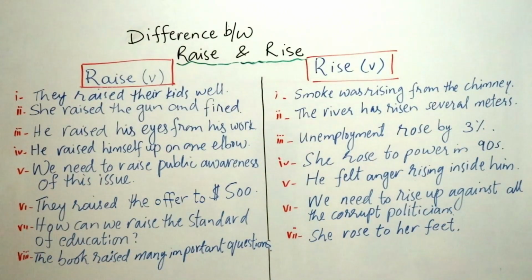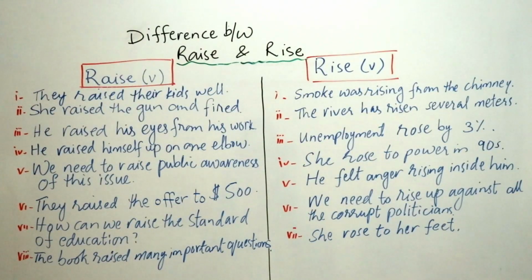He raised his eyes from his work. उसने अपने काम पर से अपनी नजरें उठाईं. He raised himself up on one elbow. उसने खुद को एक कोहनी के ऊपर उठा लिया. This could be a kind of yoga exercise. Number 5, we need to raise public awareness of this issue. हमें इस मसले के बारे में public awareness उजागर करने की ज़रूरत है.